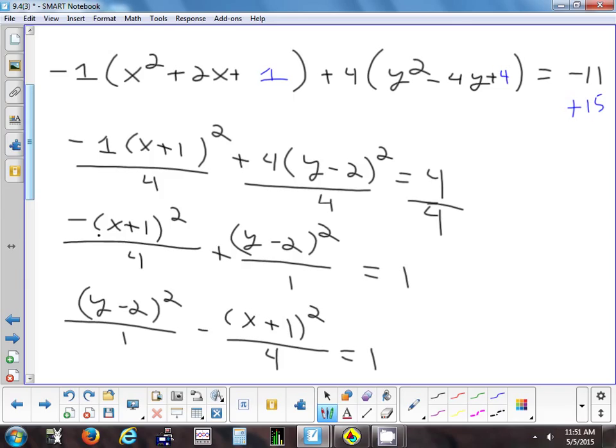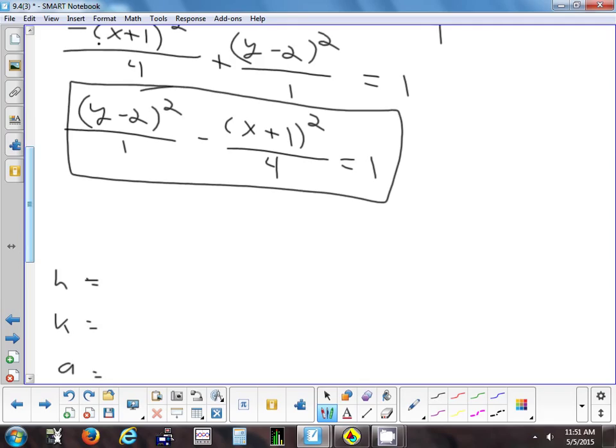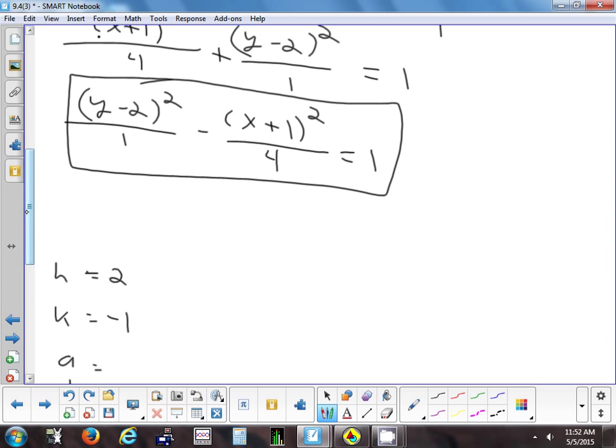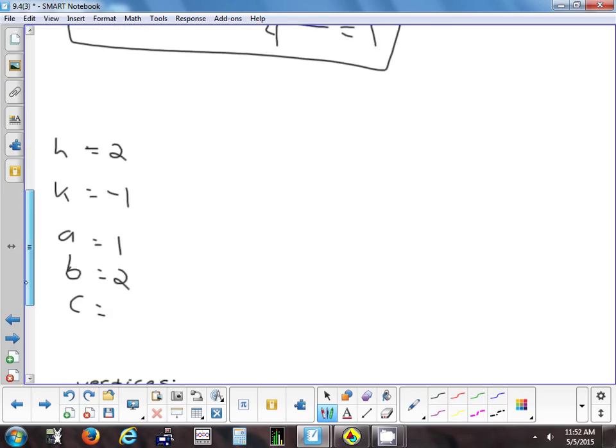Okay, you're not going to have to identify it on the test. I'll tell you which one it is. All right, so now we can discuss it. Okay, H, 2. K, -1. Jill, what's A? 1. Yep. As long as you have it in the standard form, the first denominator, take the square root of it. That's A. Square root of your second denominator. That's B. And then C is going to be the square root of 5.